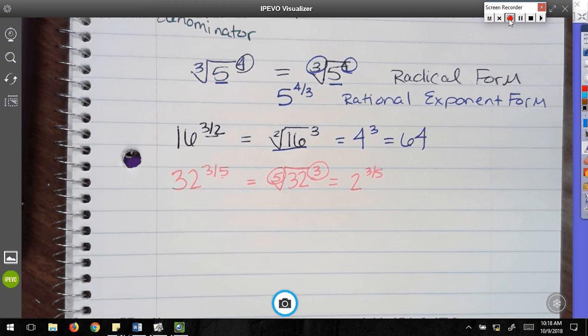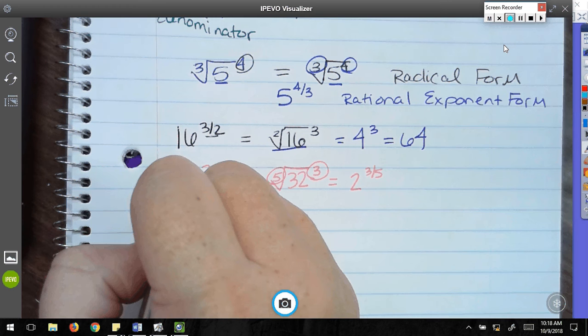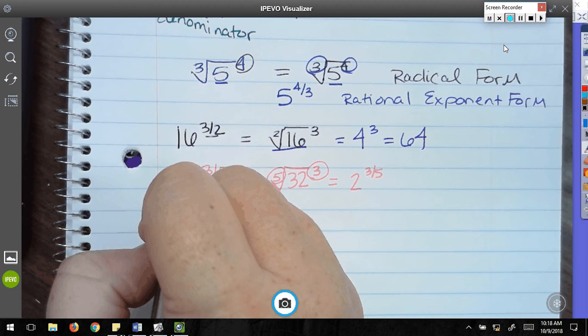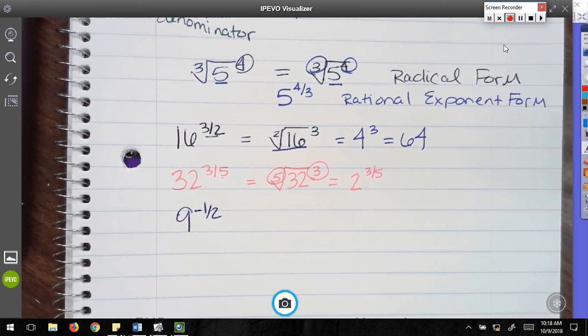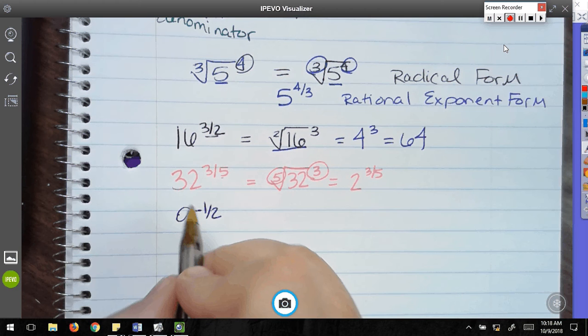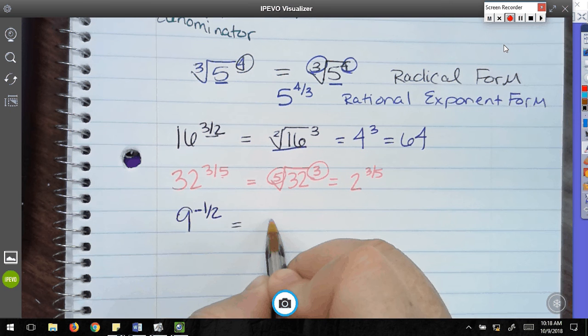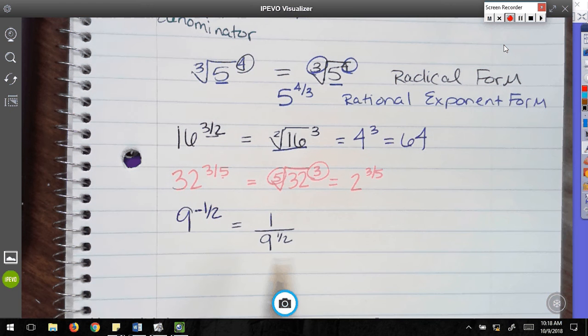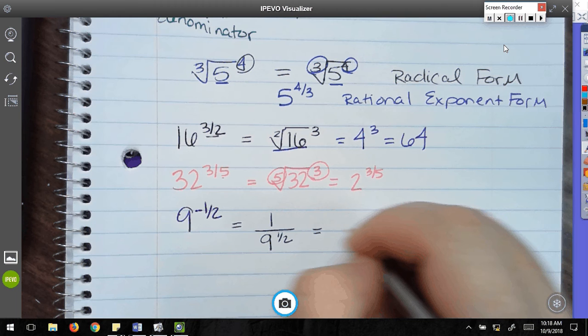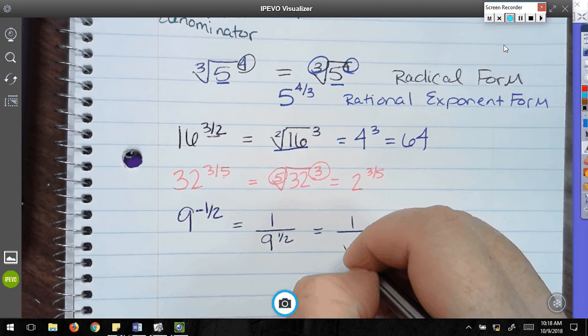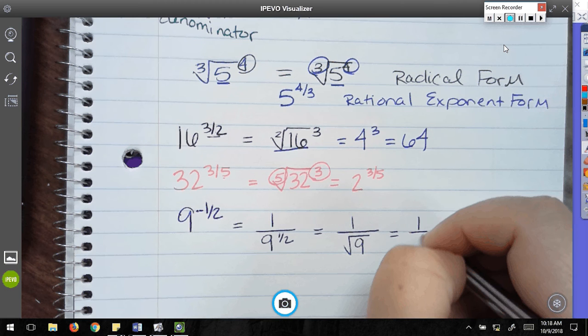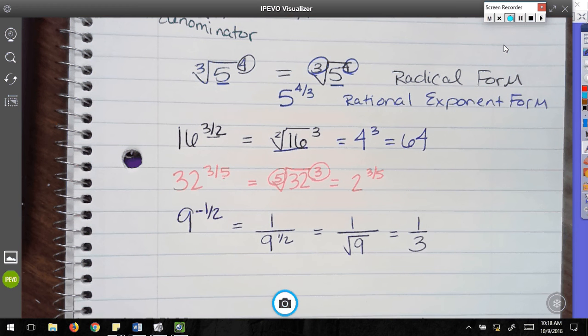One more. Let's do 9 to the negative 1/2. Here we have to think about some of those exponent properties. That negative flips, makes it go to the bottom. Now let's change the form. This is the square root of 9, and of course we all know the square root of 9 is 3. I know you can do these on your calculator, but I really want to see the steps you get to in order to get there.